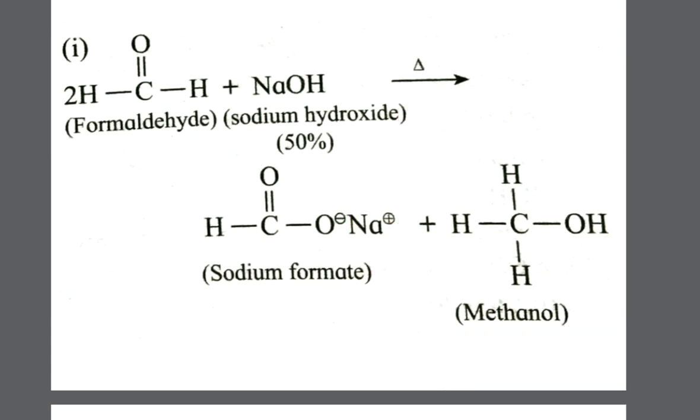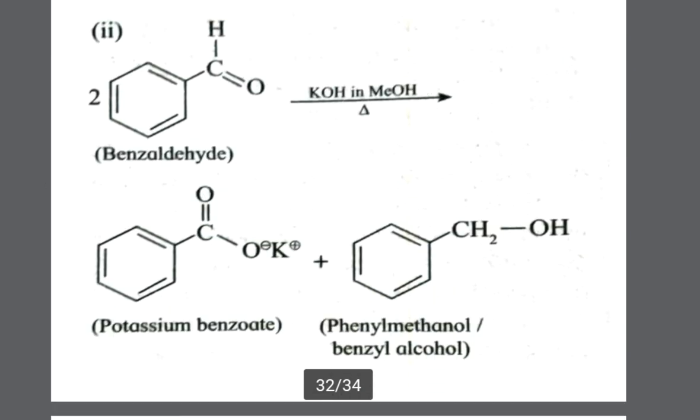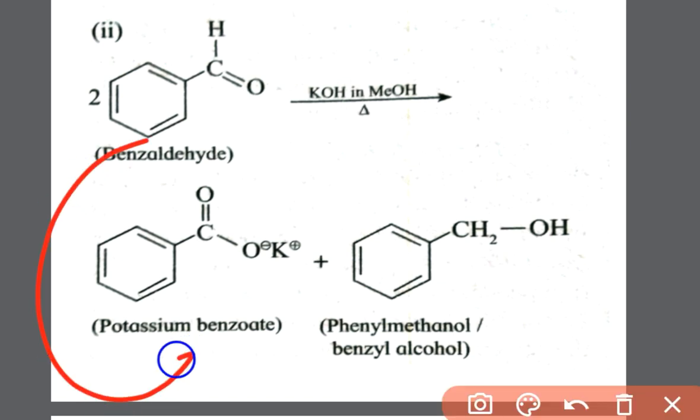Okay. See, here is the example. Two molecules of formaldehyde react with NaOH. One molecule is oxidized to sodium formate and the second molecule is reduced to methanol. Oxidize means addition of oxygen and removal of hydrogen. Next, here is the second example of Cannizzaro reaction. Similar to the first reaction, one molecule of benzaldehyde gets oxidized to potassium benzoate, that is carboxylic acid salt, and another molecule is reduced to the alcohol.